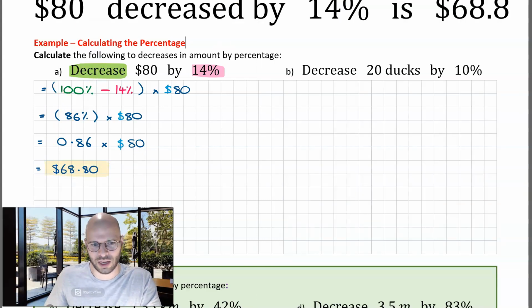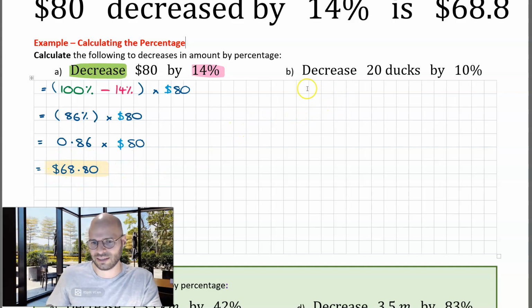So in summary, the way in which we decrease an amount by a percentage is, firstly, we identify the word decrease. We convert this into 100%. We then get our percentage and we subtract it from the 100% because it's a decrease operation. After which, we convert that percentage back into a decimal form, and then we multiply the decimal with the amount we want to decrease, thus yielding our decreased amount.